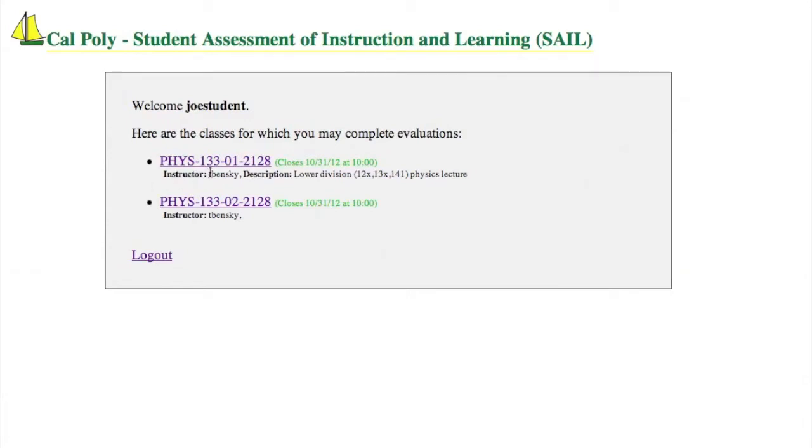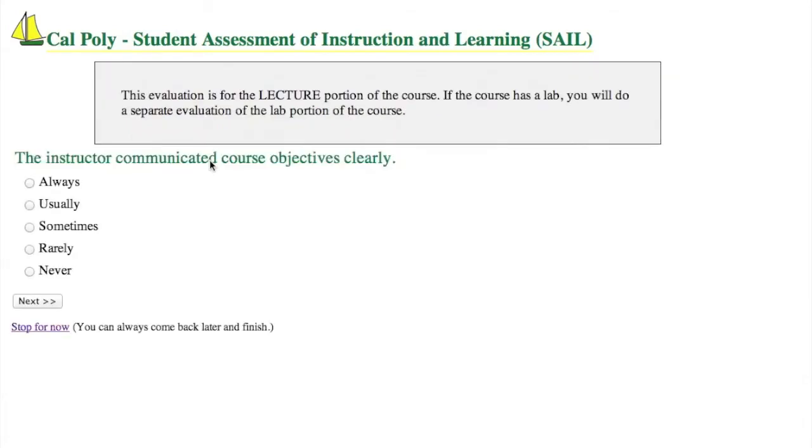So as they go then to proceed and click on the link here, they immediately start with the very first question in the survey process. We give them a bit of instructions telling them that this evaluation is for the lecture portion of the class, that some classes have a lab course as this one does, and there's a separate evaluation for that. These instructions will only appear on question number 1.